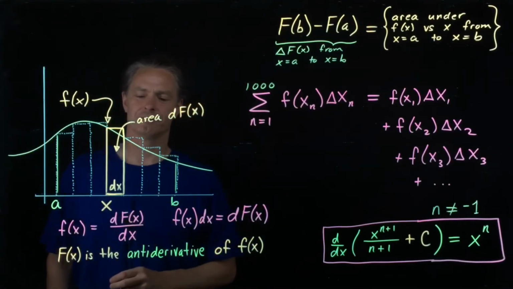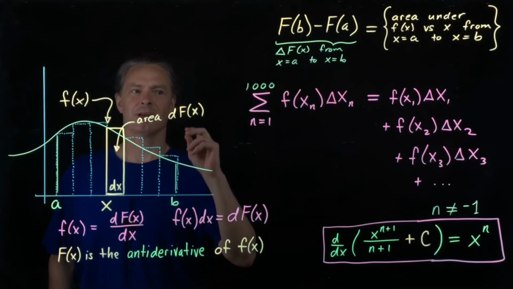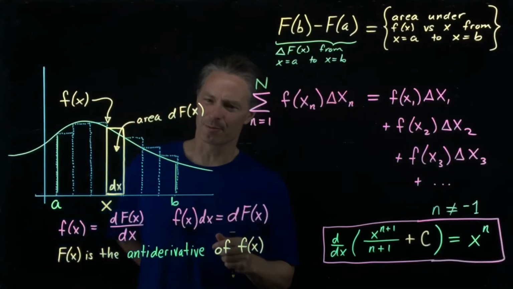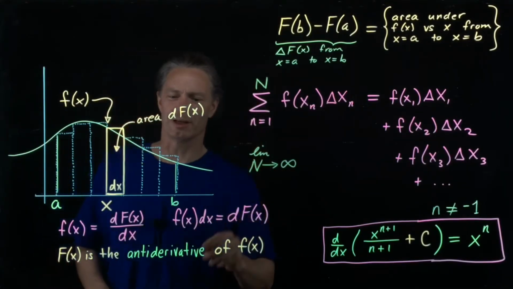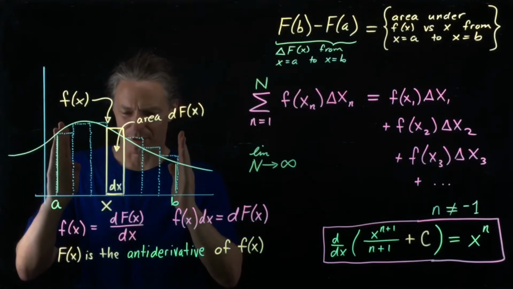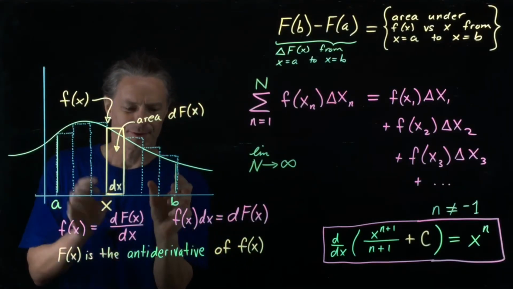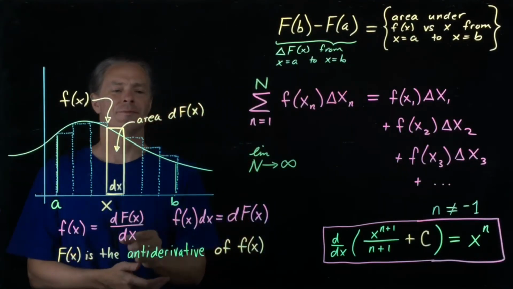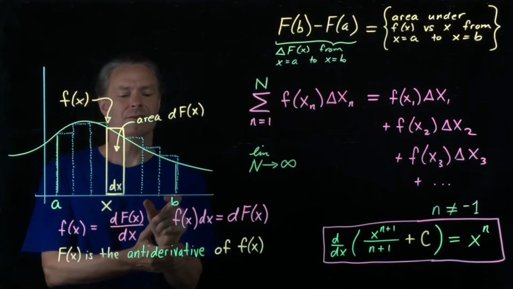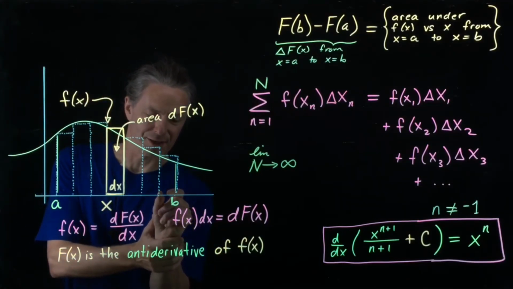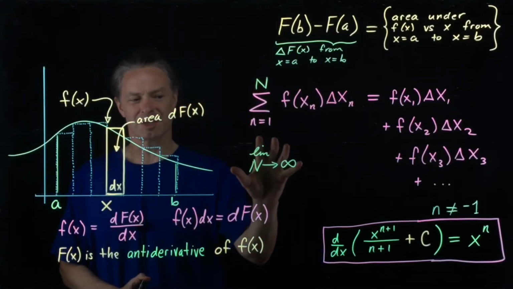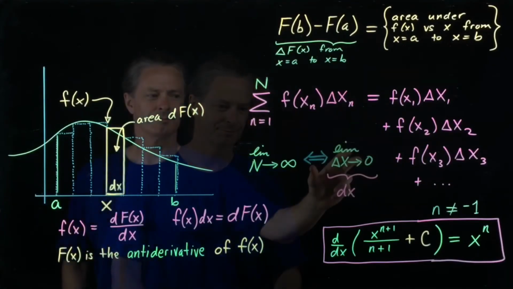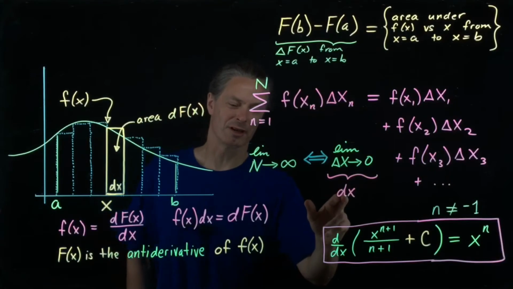But why stop there? How about we imagine n rectangles, and then imagine taking the limit as capital N approaches infinity? Well, as we pack ever more rectangles in here, the delta x is going to get smaller and smaller. And in the limit, as the number of rectangles approaches infinity, our delta x's are going to shrink down and approach 0. So the limit as capital N approaches infinity is equivalent to the delta x's approaching 0, which is really what we're imagining when we're talking about dx anyway.